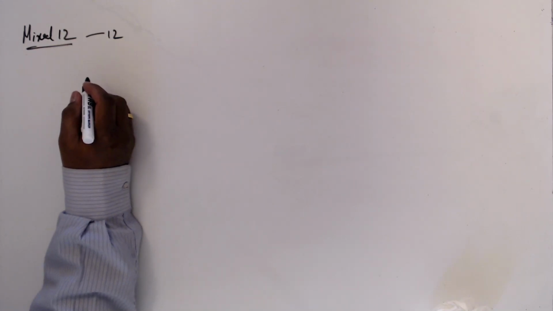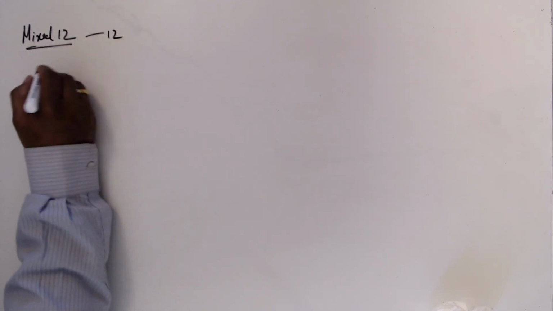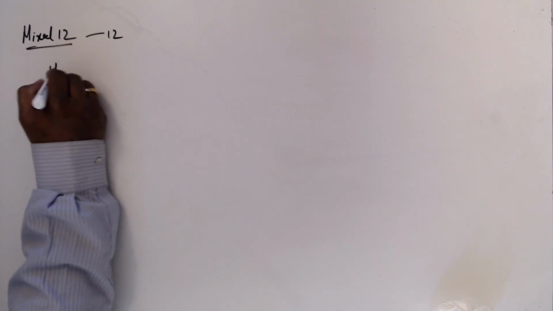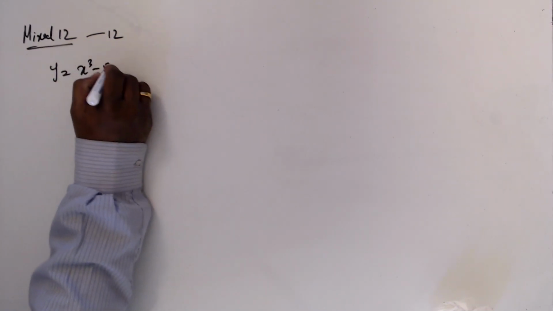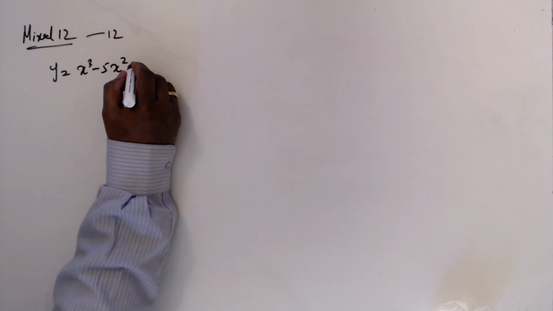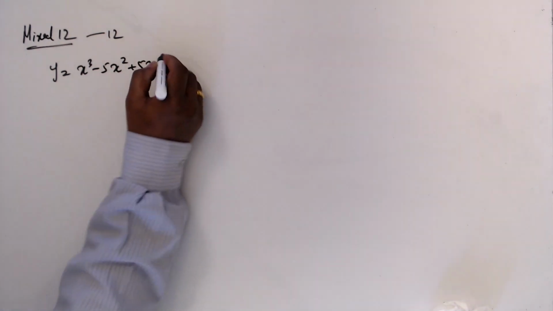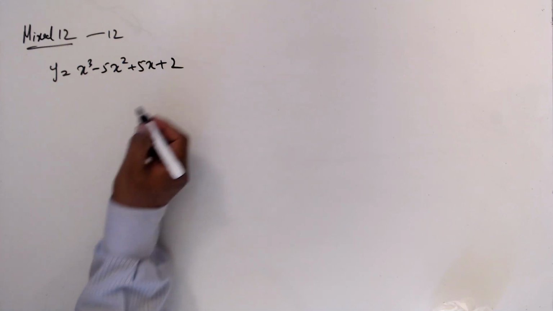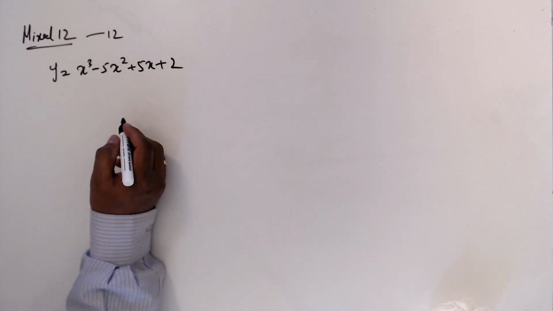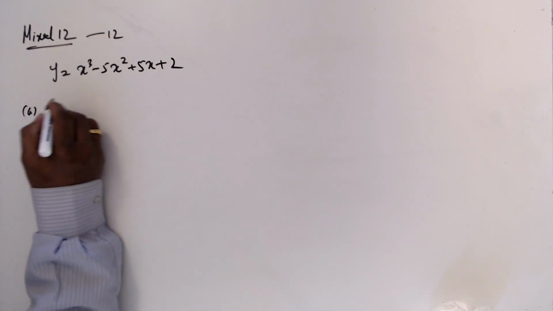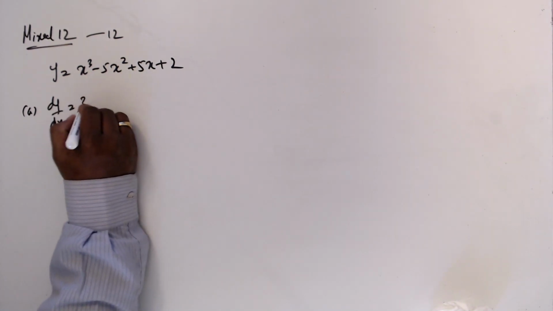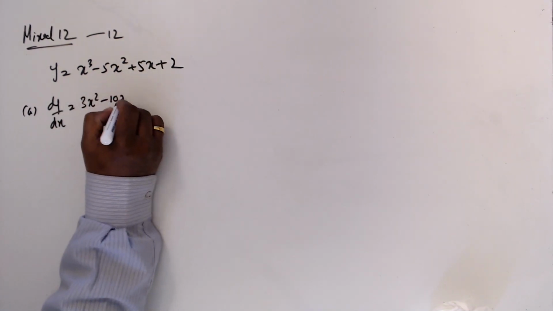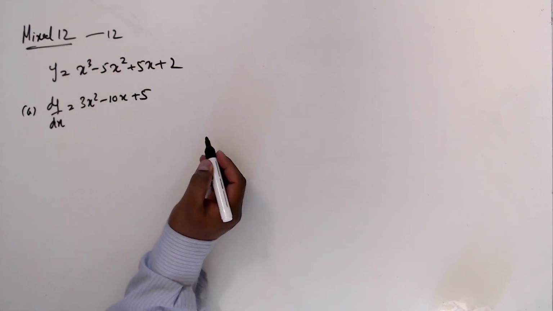Question number 12. We have this equation y equals x cubed minus 5x squared plus 5x plus 2. Find dy by dx. So we'll find dy by dx: 3x squared minus 10x plus 5.